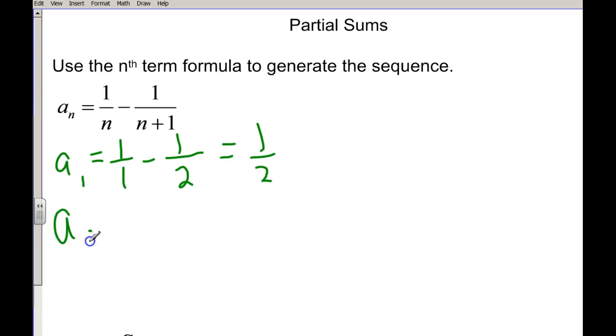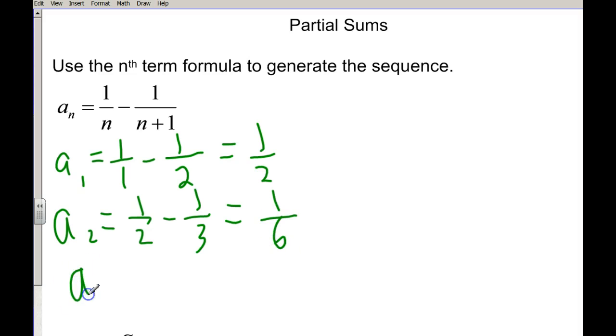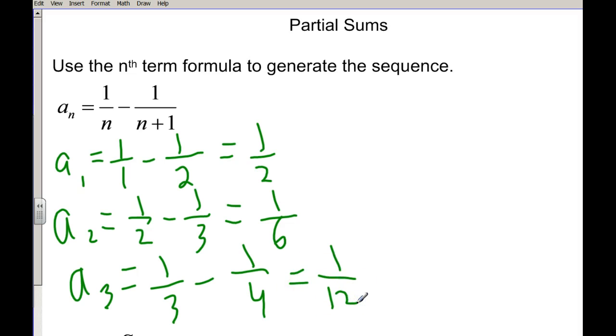And so then applying the second term, I get 1/2 minus 1 over 3, which would be, let's see, 3/6 minus 2/6 is 1/6. And a sub 3 would be 1 over 3 minus 1 over 4. That's 4/12 minus 3/12 is 1/12. And so to generate the sequence, I've generated at least 3 terms of the sequence here.